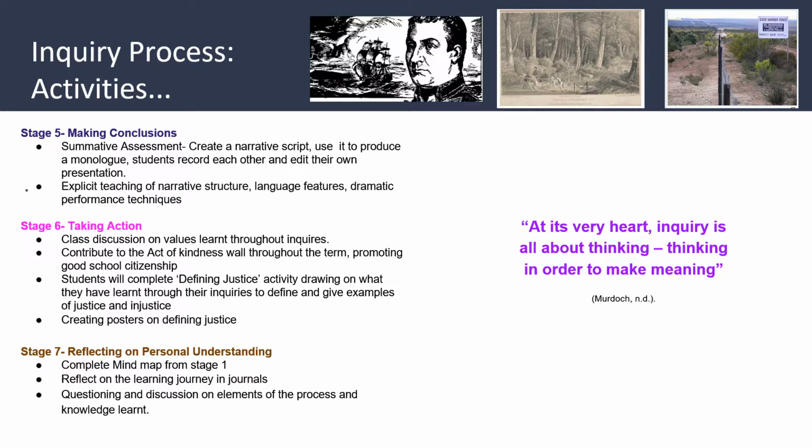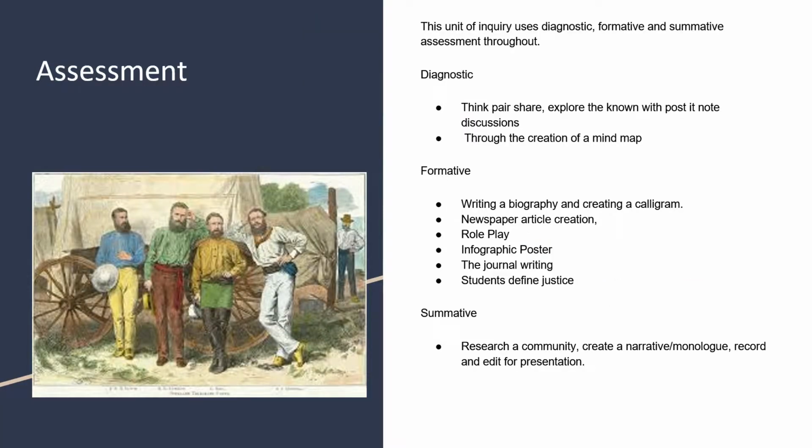Students will write a narrative text, perform a monologue, and record it as an assessment piece, and draw on what they have learnt throughout their inquiry to take action as they define and give examples of justice and injustice. Finally, students reflect on the new understanding as they engage in reflective activities such as journal entries and mind map reflection. This unit of inquiry uses diagnostic, formative, and summative assessment throughout.